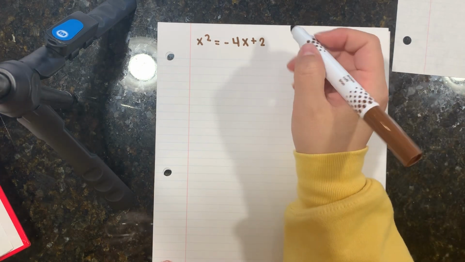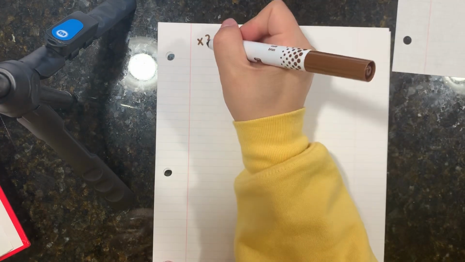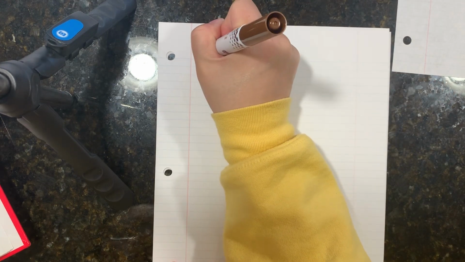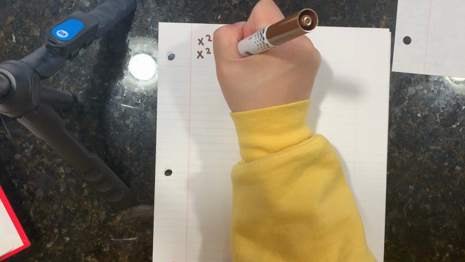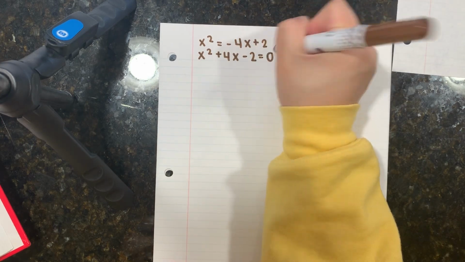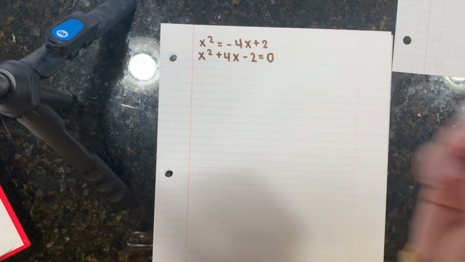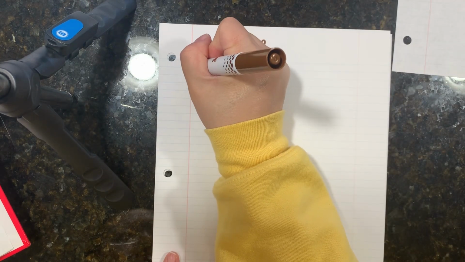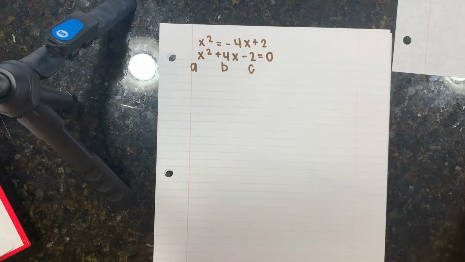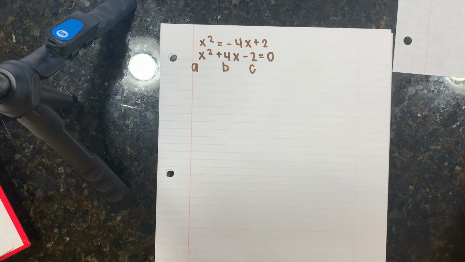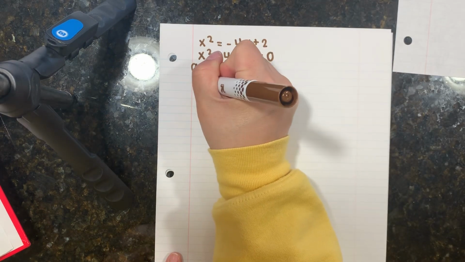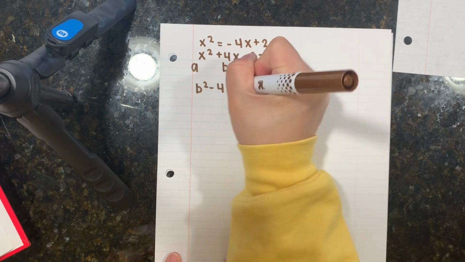Before I can actually plug into b squared minus 4ac, I need to set this equal to 0. So this would be x squared plus 4x minus 2 is equal to 0. I brought everything over to the left. Now my a is going to be 1, my b will be 4, and my c is going to be negative 2. Now we're not solving for the whole quadratic formula. All you're solving for is the b squared minus 4ac.